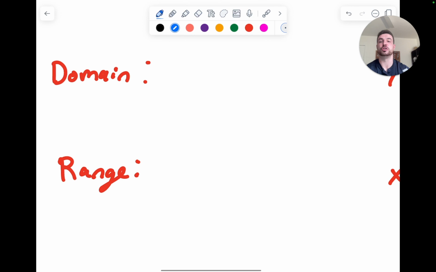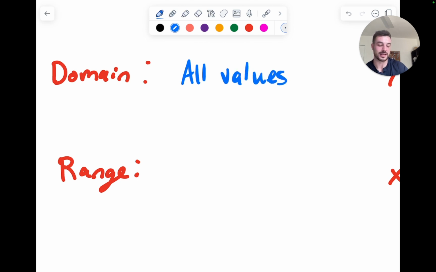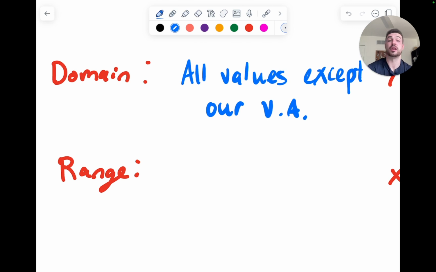Next, we have our domain. The domain is basically what x values we can plug in. For rational functions, it is always going to be all values except our vertical asymptotes. Again, those are the numbers we can't plug in because they cause our denominator to be 0, which means our function is not defined there.